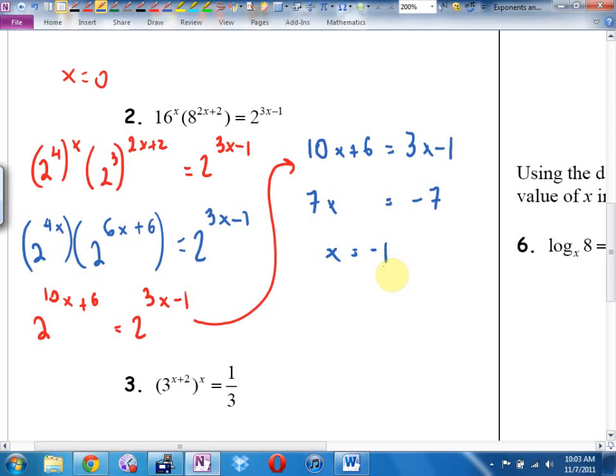Two marks. Otherwise, I would give you a half mark for that line, probably a half mark for that line, probably a half mark for the equation, and a half mark for the answer.